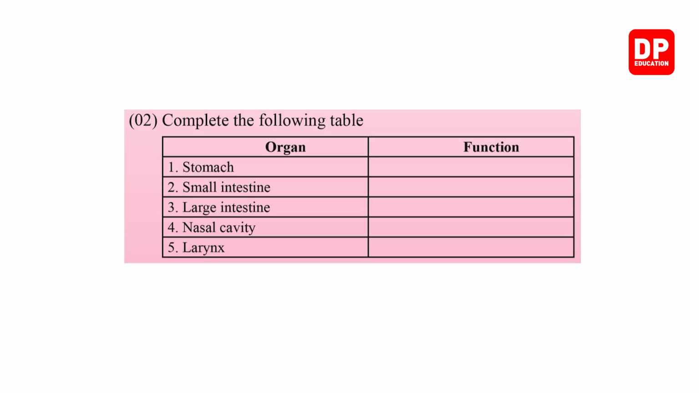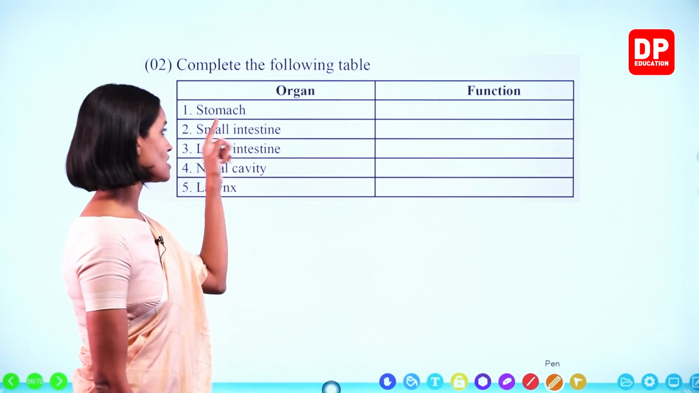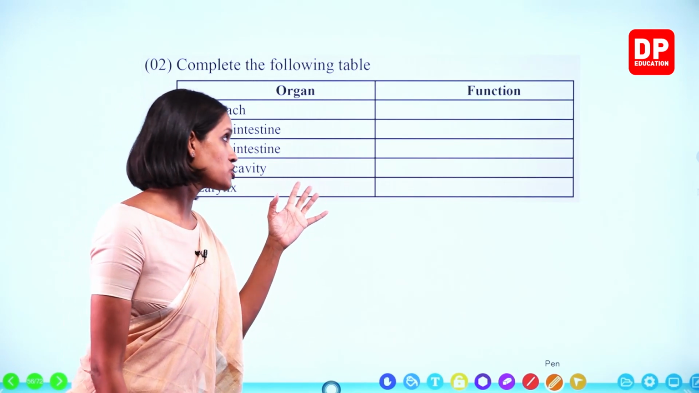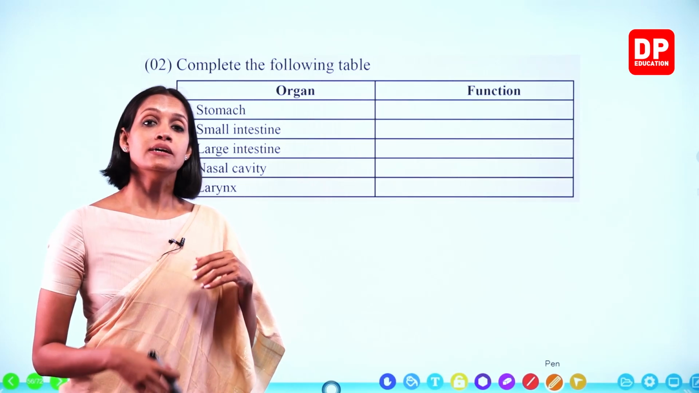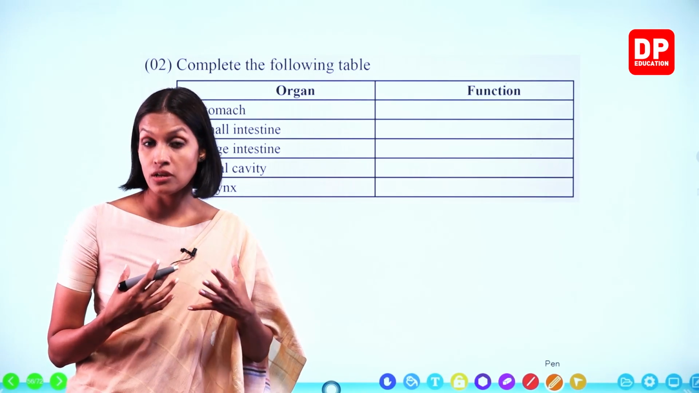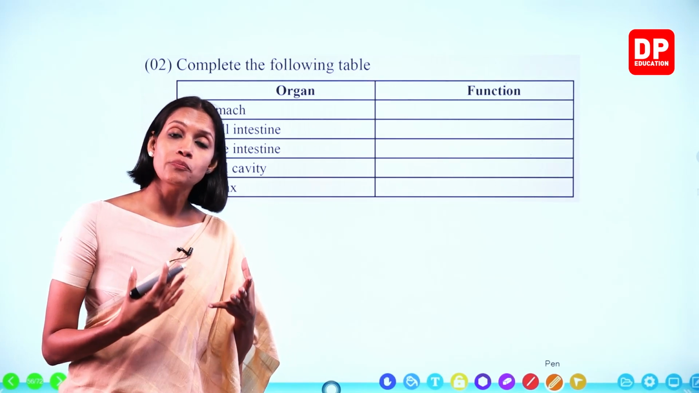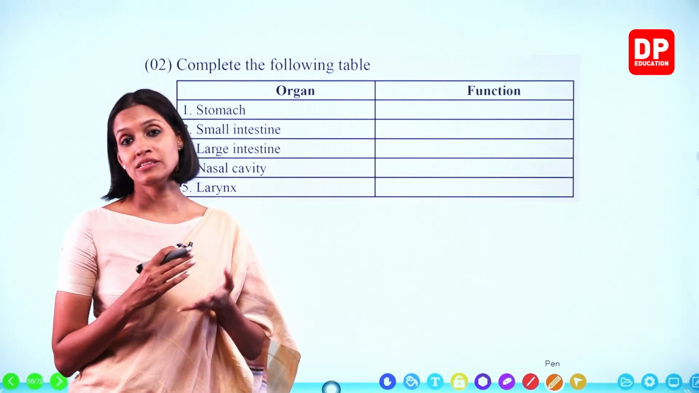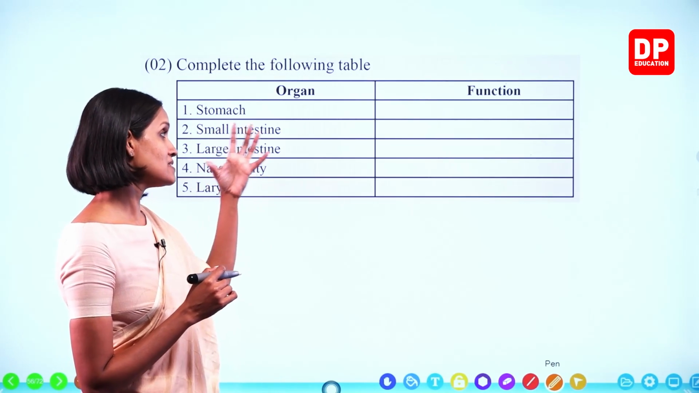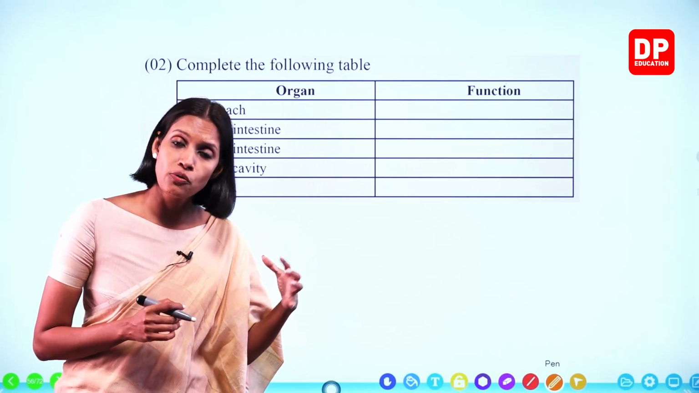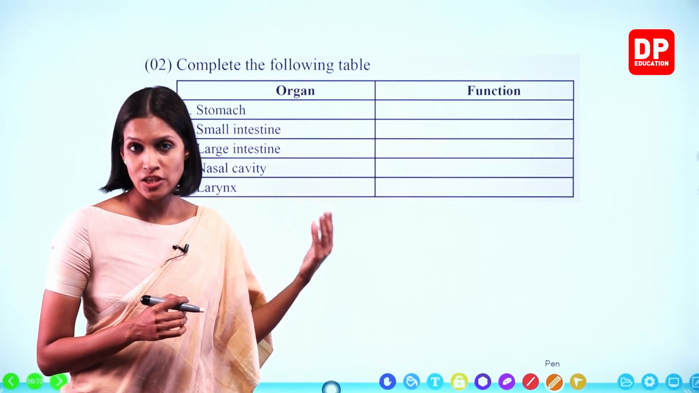So, the organ is given. You have to write the function of each organ. Right. The first organ is the stomach. What is the main function of the stomach? I told you all, the stomach produces gastric juice. It is acidic. This acidity is important for the digestion of food in the stomach. Therefore, acidity is added to food, and digestion also takes place.